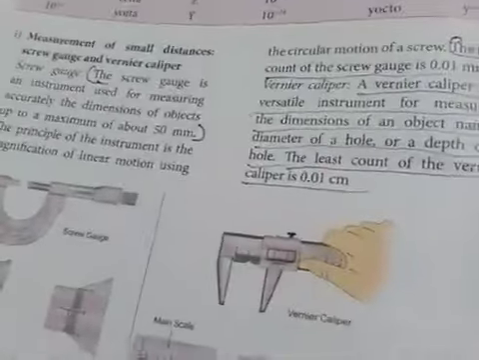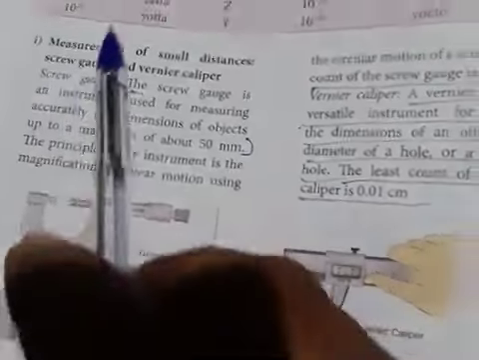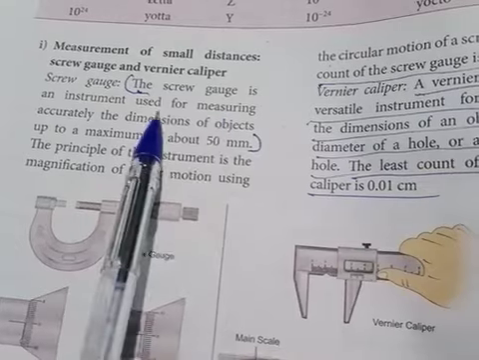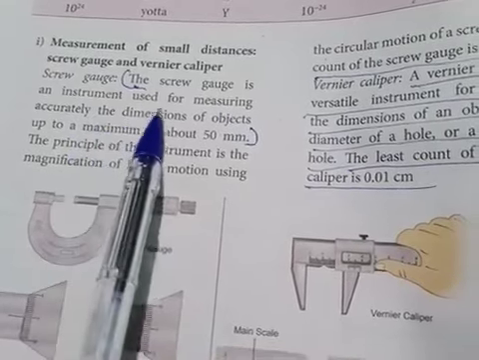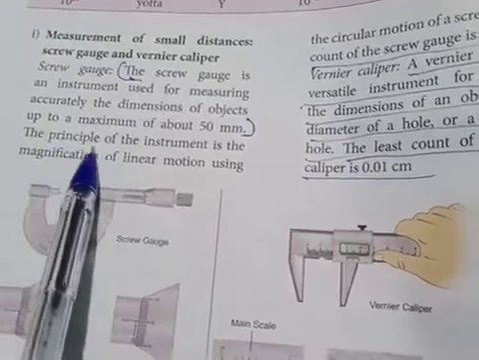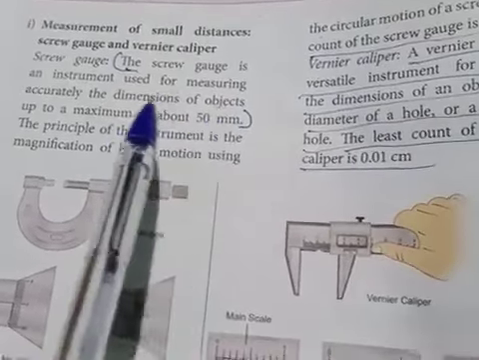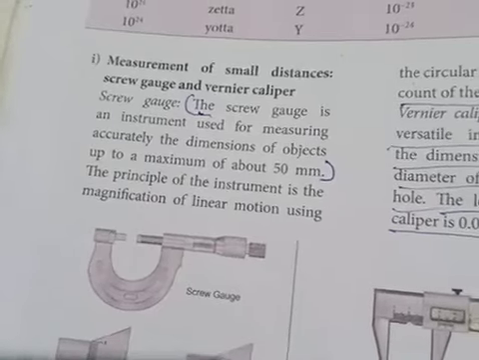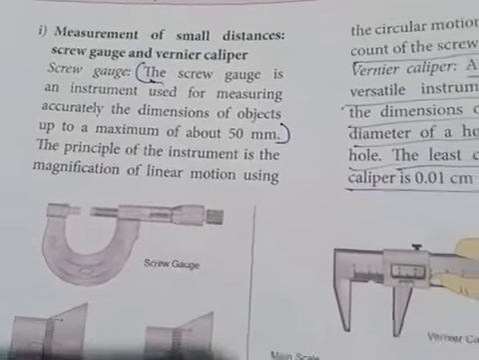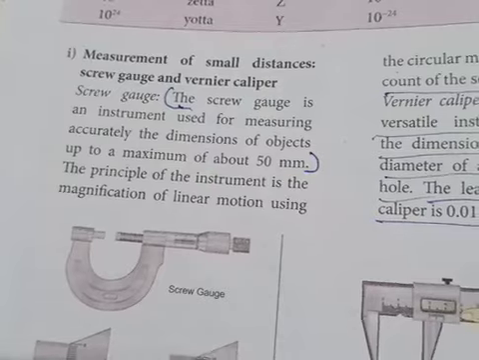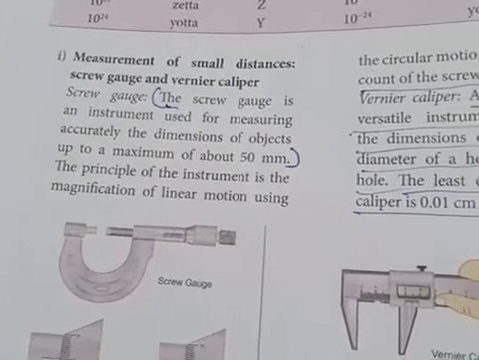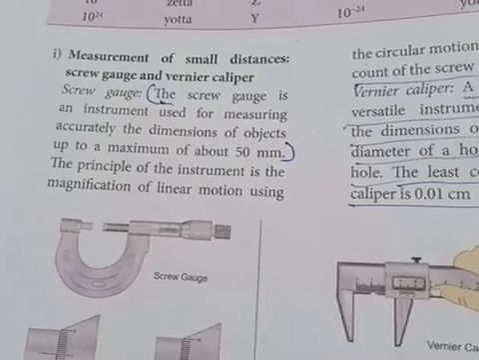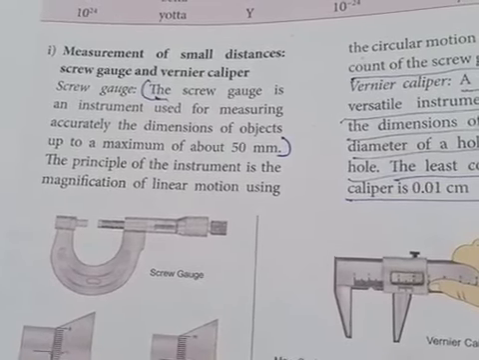So the first thing we can see is what a screw gauge is. What is the use of the screw gauge? For measuring accurately the dimension of an object up to a maximum of about 50 millimeter. You can take a screenshot of this and study. Those who don't have the textbook, this is an important question. The screw gauge is an instrument used for measuring accurately the dimension of an object up to a maximum of 50 millimeter.